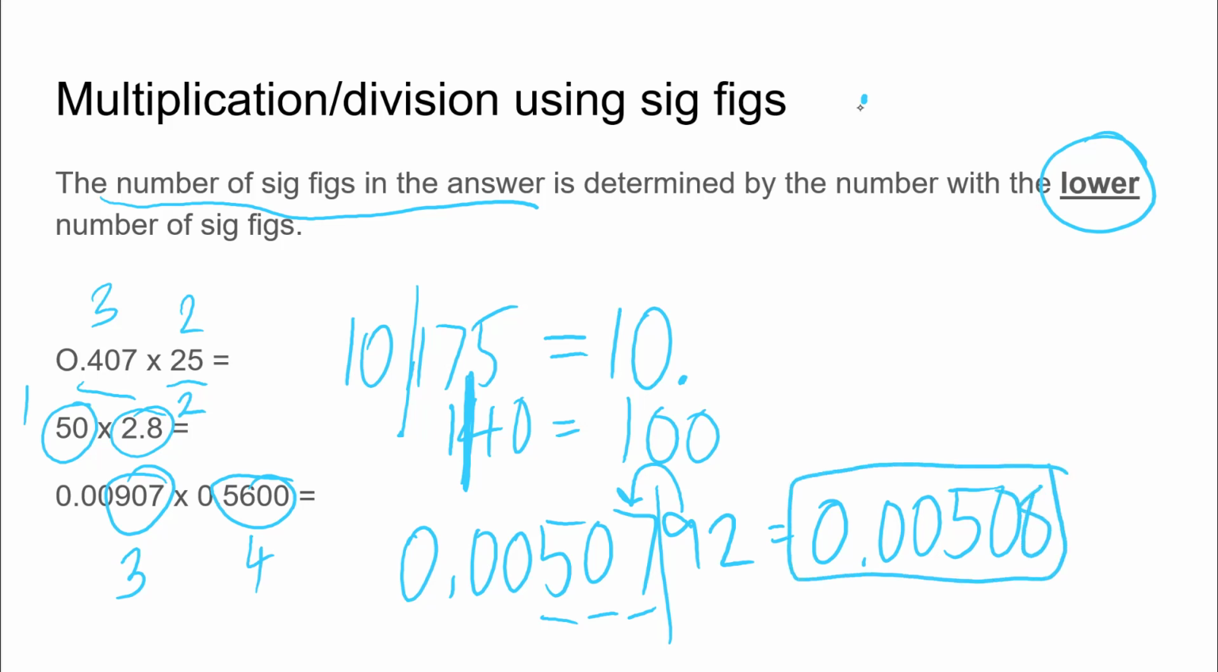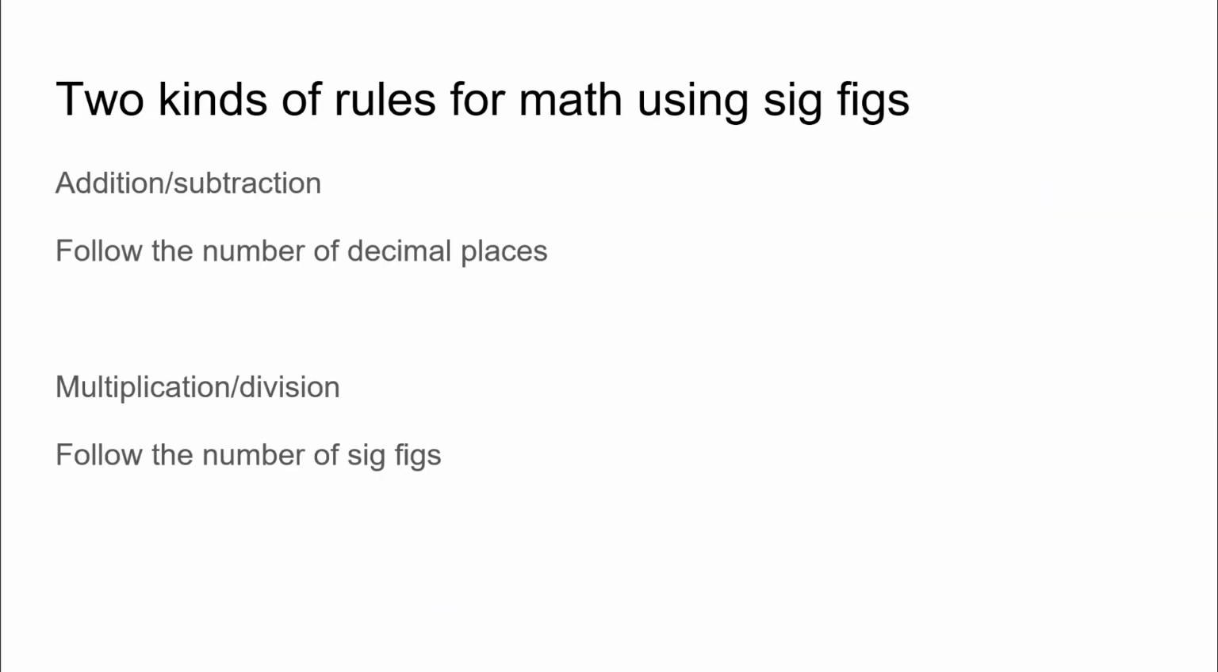I didn't do any division problems, but it's exactly the same for division problems. Again, there are 2 kinds of rules for doing math with significant figures. There's addition and subtraction, where you have to follow the number of decimal places. And there's another rule for multiplication and division, where you have to follow the number of significant figures. I hope that's useful. After this, you're going to be practicing on a couple of handouts in preparation for the quiz. Thanks. Bye.